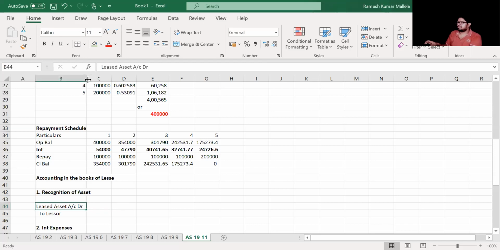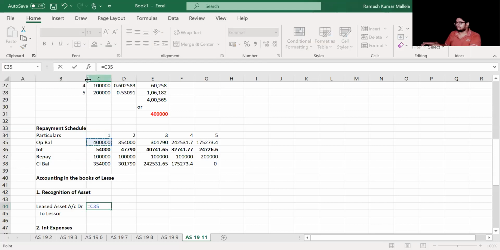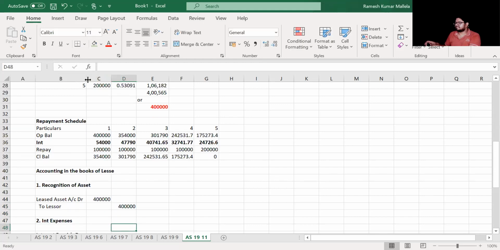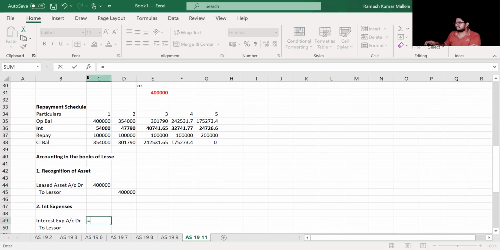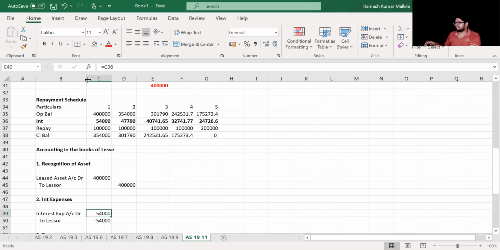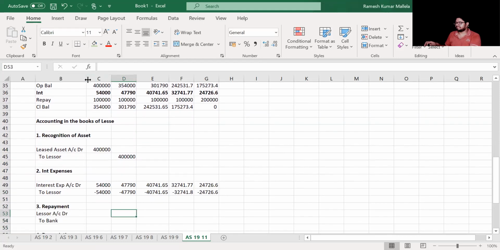Okay. So leased asset account debit to lessor, the value is going to be 4 lakhs, what I would consider. Then interest expense, every year I am going to take this positive and negative, just like the previous problem. For 5 years, we have all the data now. Okay. Repayment entry, please see.